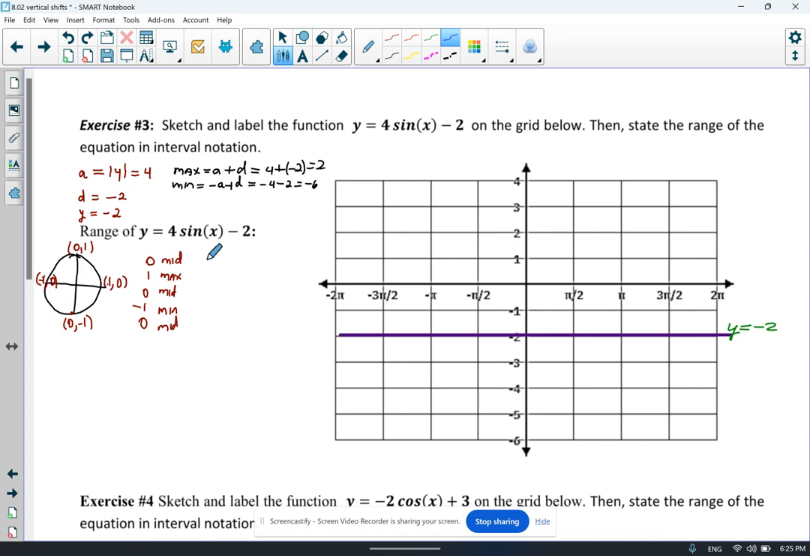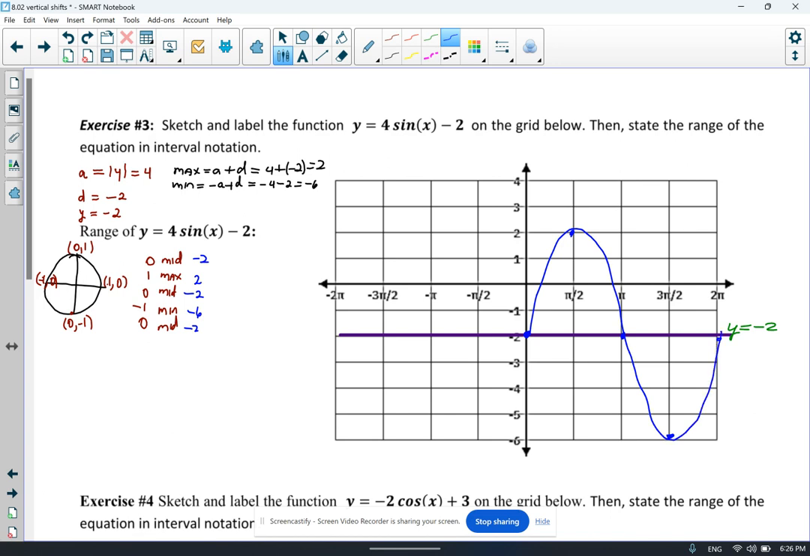But in this case, the midline is -2. The maximum value is 2. The midline again is -2. The minimum value is -6, and the midline is -2. And so let's graph that from 0. So it's going to be -2 to 2. So mid, max, mid, min, mid. And let's go ahead and graph it nice and smooth.